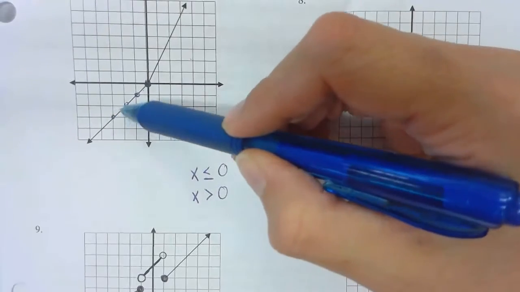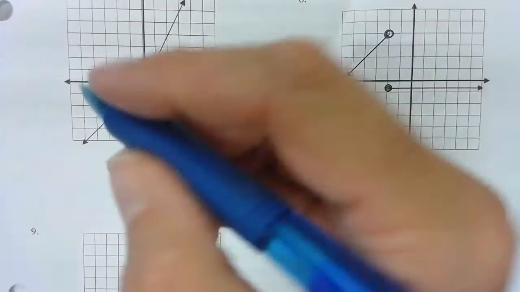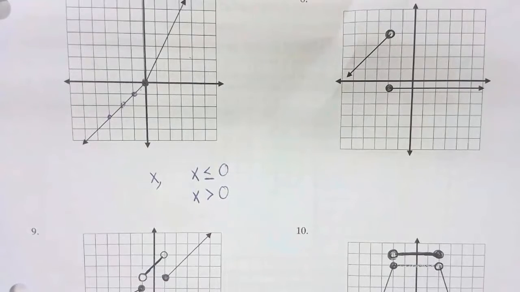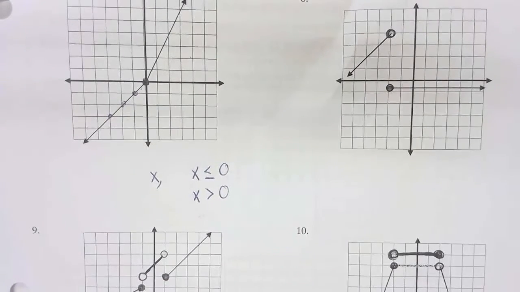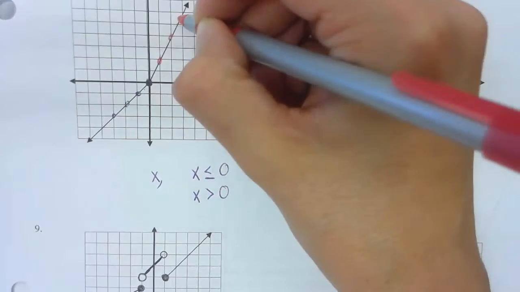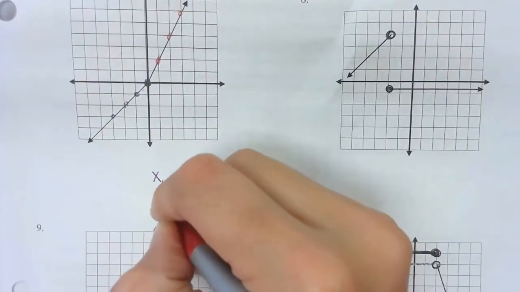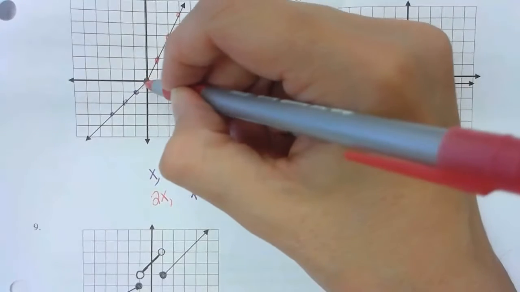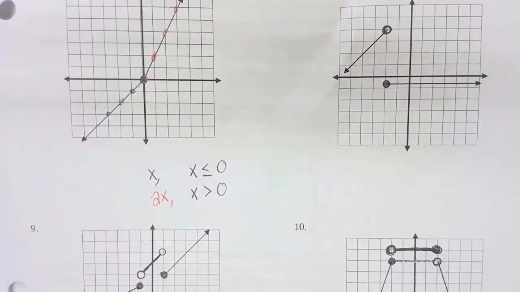My slope here is up 1, right 1, up 1, right 1. So for x values less than or equal to 0, it would be x. And then on this side, it's up 2 over 1. So my slope would be 2x. The y-intercept is 0 because both graphs go through the origin.